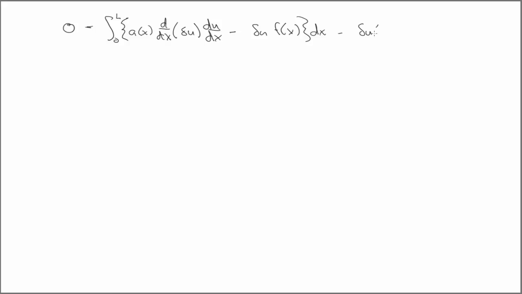Okay, so at the end of the last class, we had developed the weak form of a model problem, and the result was something like this.